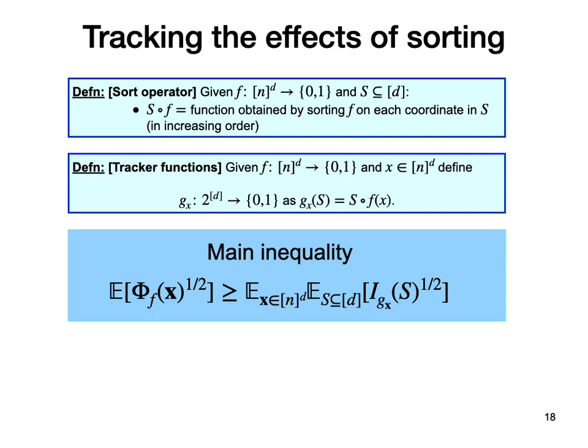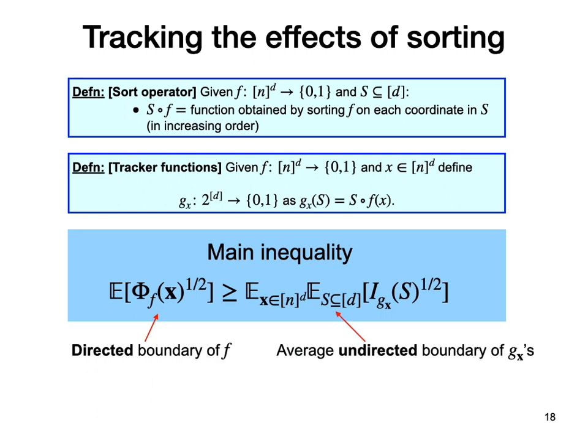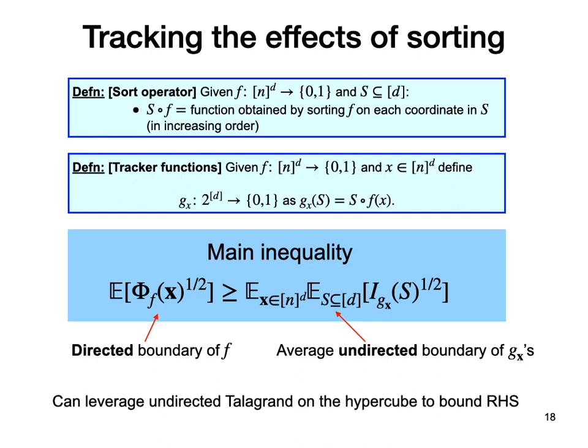And now the main inequality that we're able to prove is the following, which is sort of difficult to parse, but we can summarize it as follows. On the left-hand side, we have the directed boundary of f, and on the right-hand side, we have the average undirected boundary of the gx functions. Once we have this, we can use the undirected Talagrand inequality on the hypercube to try to understand the right-hand side.